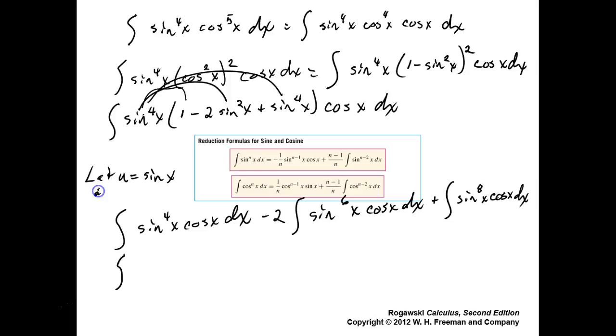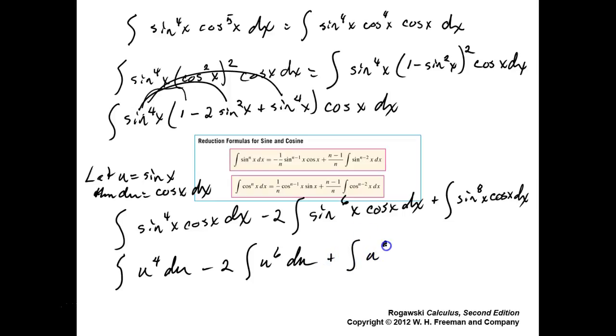So what is that first integral going to be? And then du. Du is equal to cosine x dx, right? So what do we have here? U to the fourth du minus 2 u to the sixth du plus the integral of u to the 8th du. So I really didn't need to split them out as separate integrals. I could have done all that in the same integral. And what does that give me?